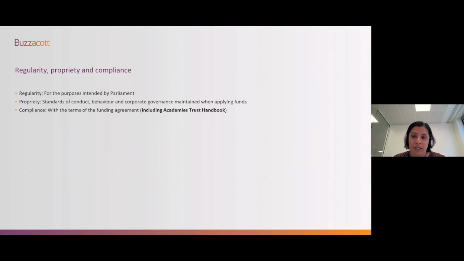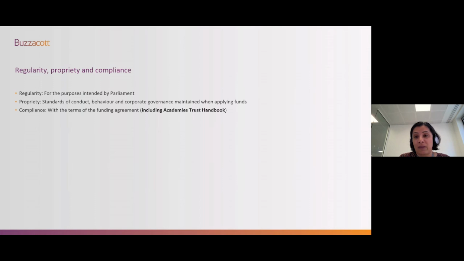So moving on to the regularity, propriety and compliance assurance that I talked about. There are 2 or 3 elements you can draw out of it. The first is in relation to regularity: what do we mean? What does the ESFA mean when they want us to give an opinion on regularity? In essence, they want us to assure them that the Academy Trust has spent the money for the purpose intended. So you receive GAG funds, they're there for the educational purposes of the Academy Trust, and are you spending it for that purpose and not for anything outside of your main purpose of existence?